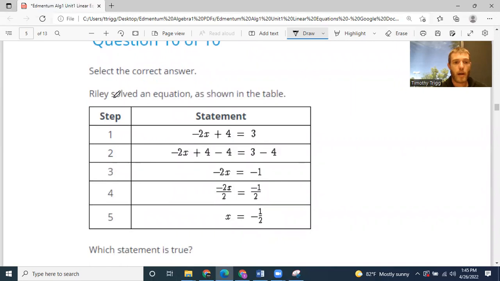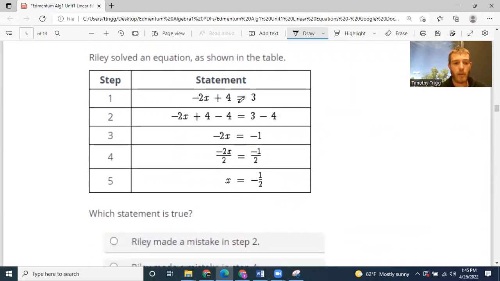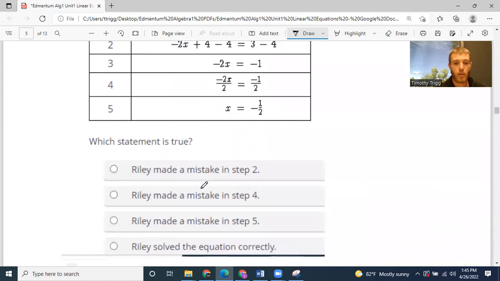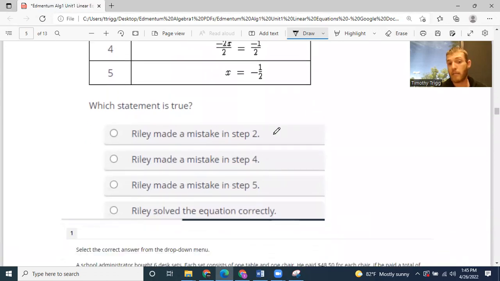Shown on the table. Okay. Riley solved this equation. Shown on the table. Okay, great. Which statement is true? All right. Here she made a mistake, maybe. So is there a mistake or did she do it correctly? That's what we need to figure out.